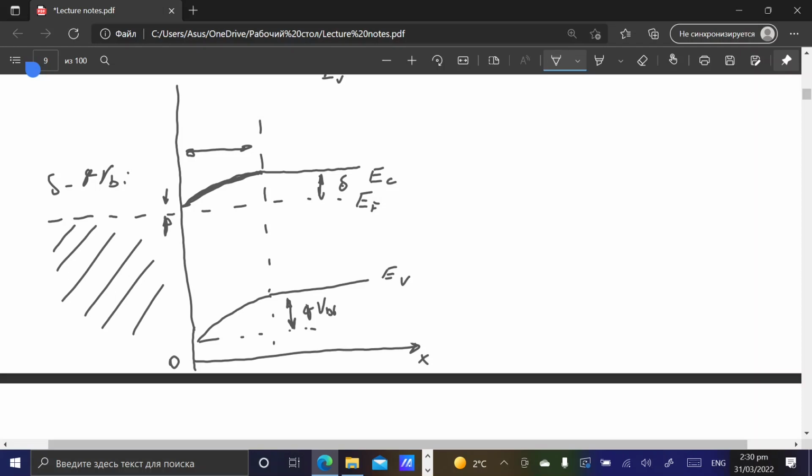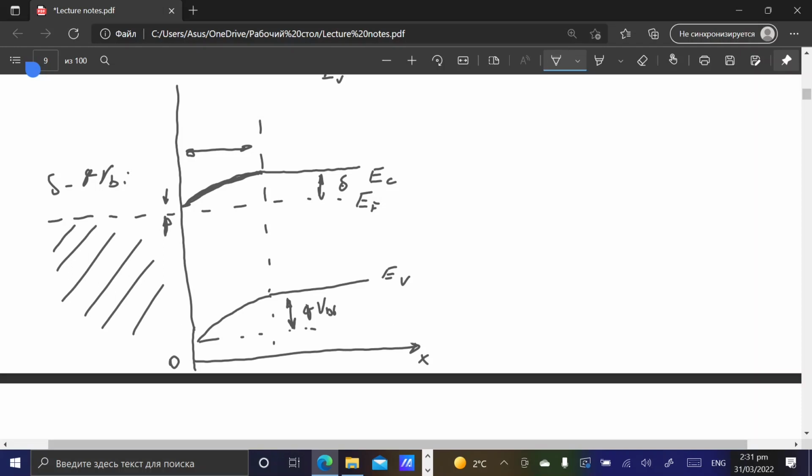Now, if we apply some bias, we will either further increase band bending, which means we will increase charge carrier concentration, or make this band bending a little bit smaller. However, there will still be some band bending, and the distance between Fermi energy and the bottom of the conduction band will be smaller than in the neutral region.